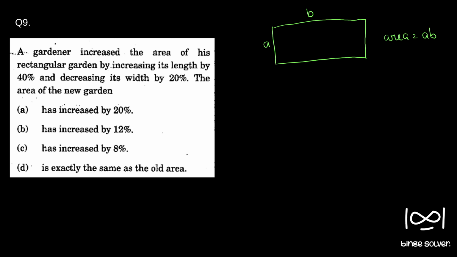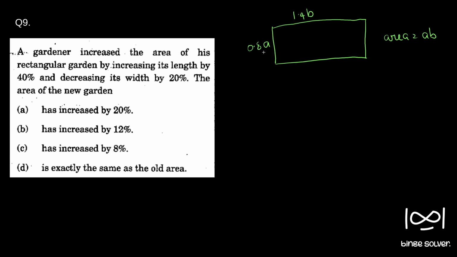The garden is changed by increasing its length by 40%. So now let's say it is 1.4B. And decreasing its width by 20%, so it is now 0.8A. It's now reduced by 20%, right?